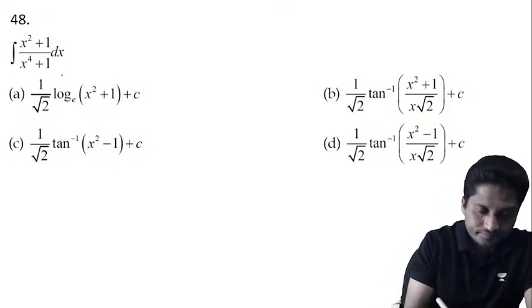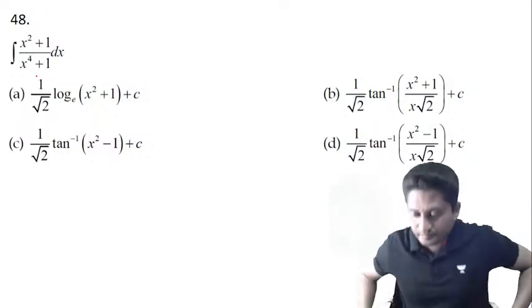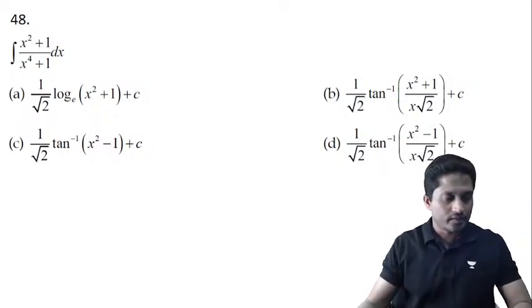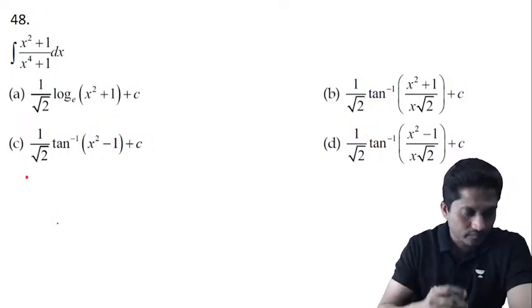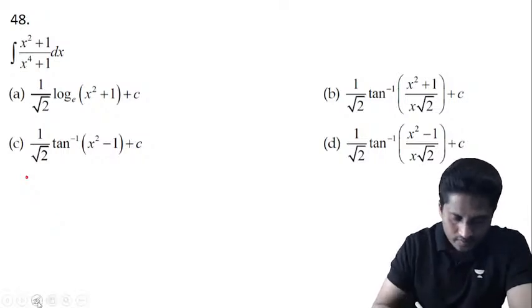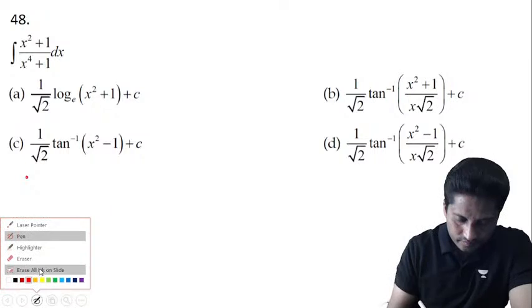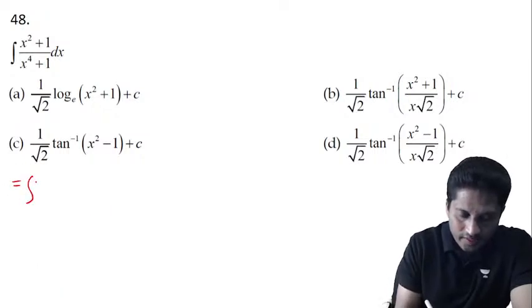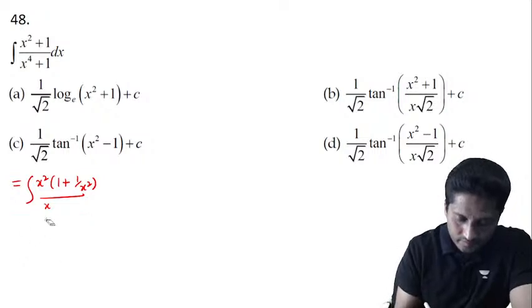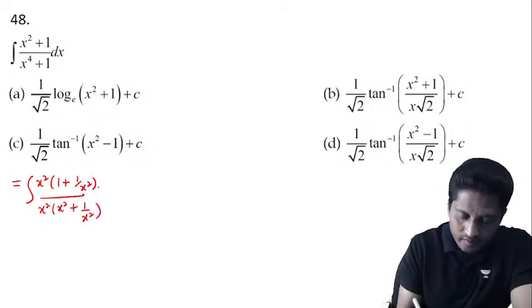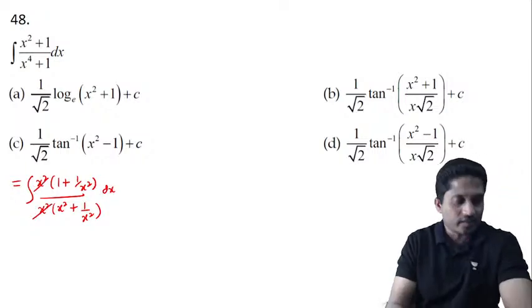All right, guys, I'm going to divide numerator and denominator by x square. That is, I take x square common, you get 1 plus 1 by x square, right? And then if I take x square common in the denominator, it will be equal to x square plus 1 by x square dx. Right, I'm going to cancel this x square.